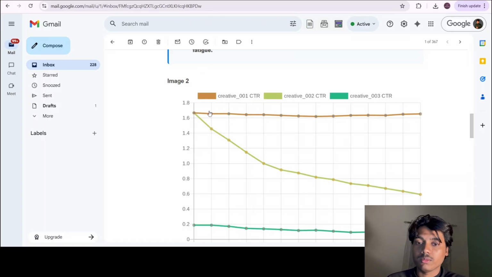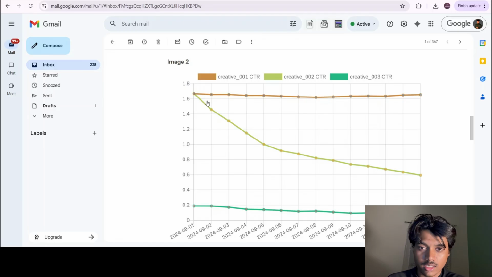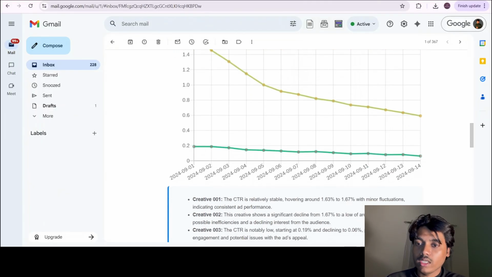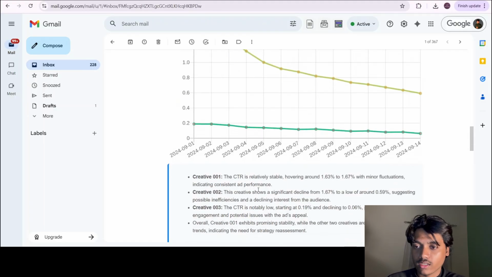So how the CTR is performing in previous days. For creative 1, the CTR is around constant. For creative 2, the CTR is decreasing. This is the slope, we can see that. For this creative 3, this is steady but it is decreasing. So it has given us the proper description for that also.